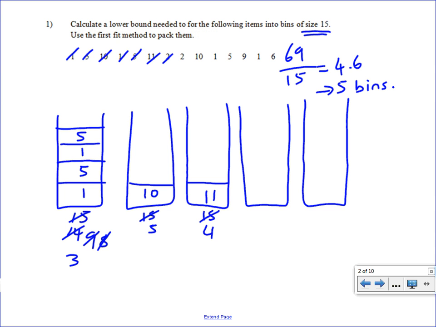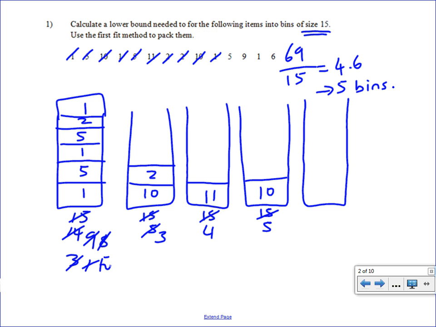A 2 will go in the first one, that leaves a gap of 1. Oh, did I do that 2? Yes, that's that 2. Okay, this 2 will have to go in the second one, leaving a gap of 3. The 10 will have to go in this one, leaving 5. The 1 can go in this one here, this one's now full. The 5 can go in this one, it's now full. It couldn't go in either of the other 2.